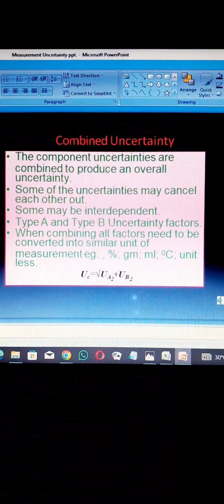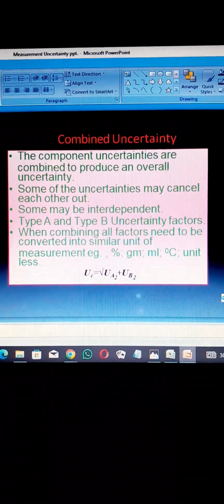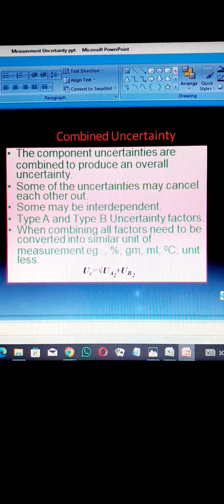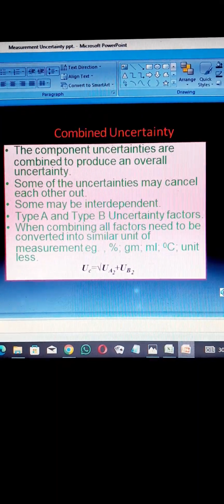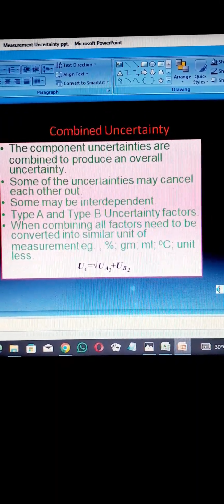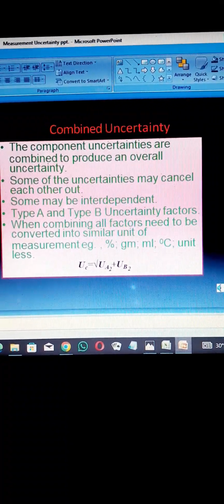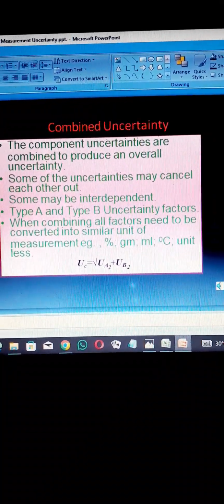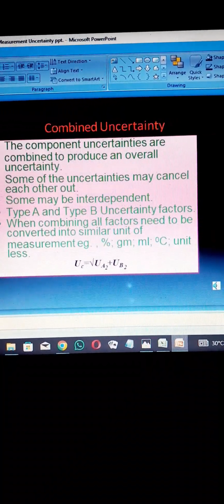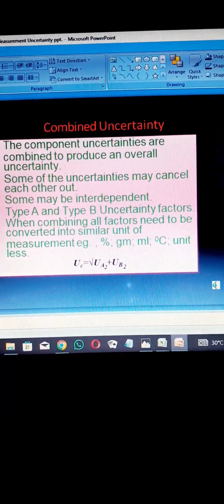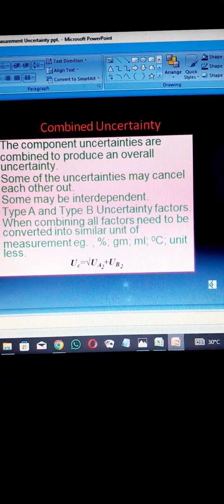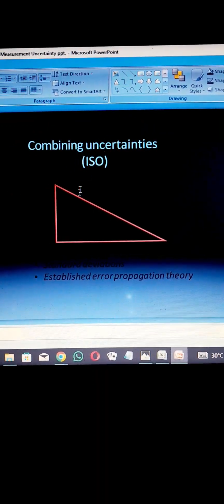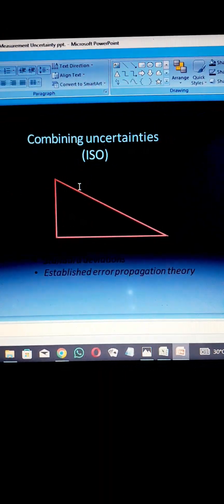Then come to combined uncertainty. Now, the components of uncertainty are all combined to produce an overall uncertainty. The sum of all uncertainties may cancel each other out. Some may be interdependent. And for type A and type B uncertainty factors, when combining all factors, they need to be converted into the same units of measuring: percentage, gram, ml, degree centigrade, or unitless. And you use the root of UA squared plus UB squared. This is the pictorial representation of combining uncertainty, using the standard deviation and established error propagation theory.